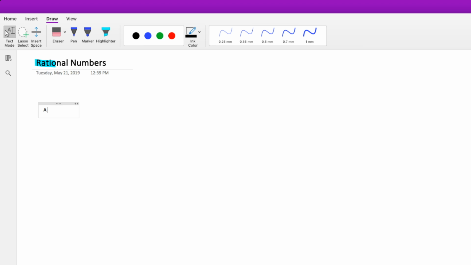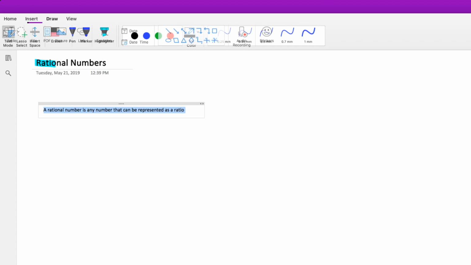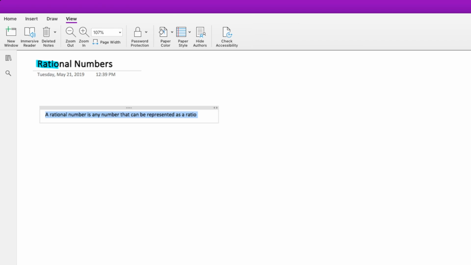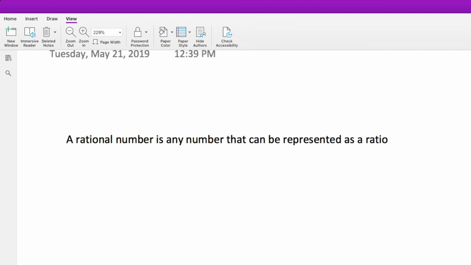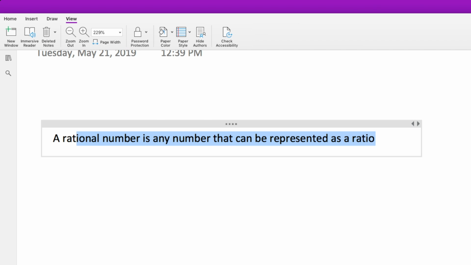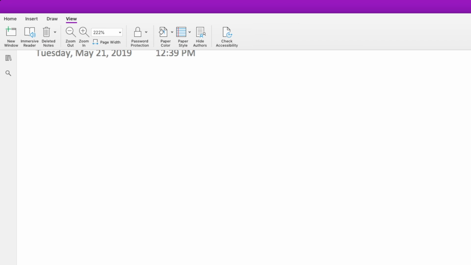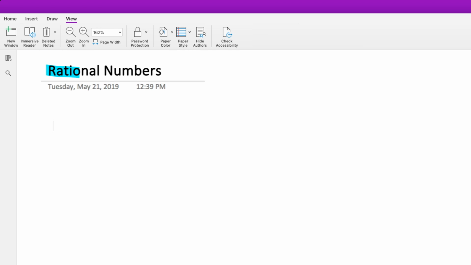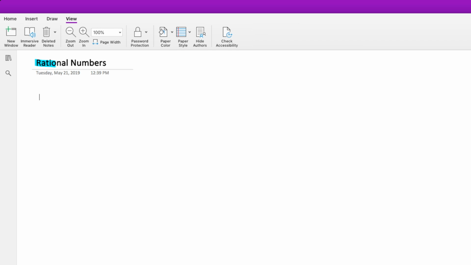I'm going to go ahead and write that in case you want to write it down too. A number that can be represented. That does look a little small, so I'm going to try to make it more legible. Here we go. A rational number is any number that can be represented as a ratio. For whatever reason, the font wasn't getting larger when I was telling it to, so I just had to zoom it in. But I hope you picked up on that definition.